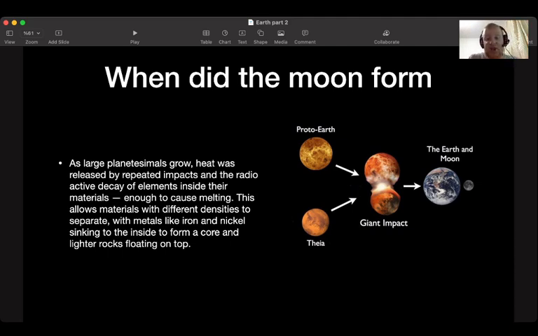So, as you can see, we have Proto-Earth. Back then it looked very much like Venus. And of course Theia, roughly the size of Mars, collided with it and created a moon, years later. So, yeah.